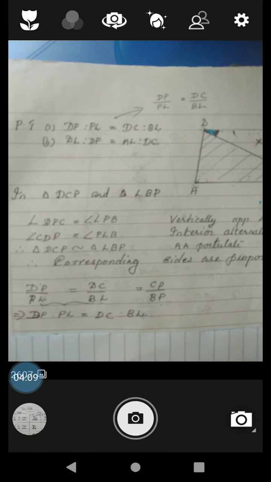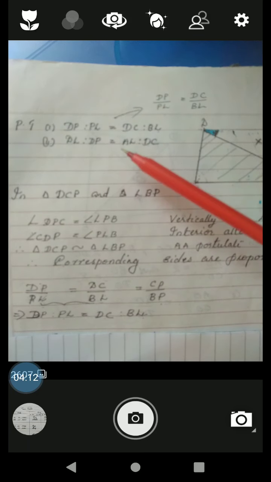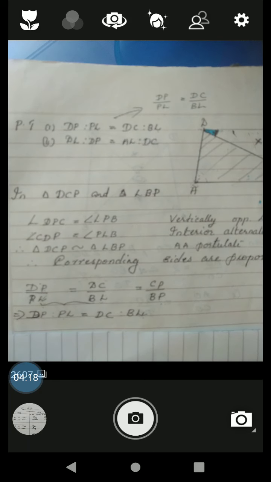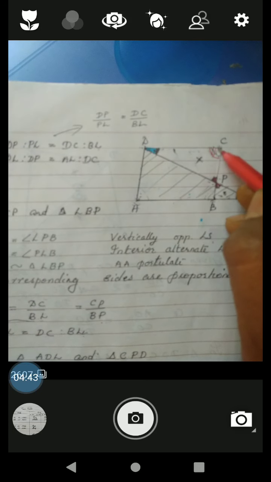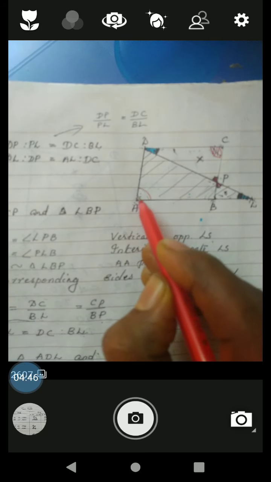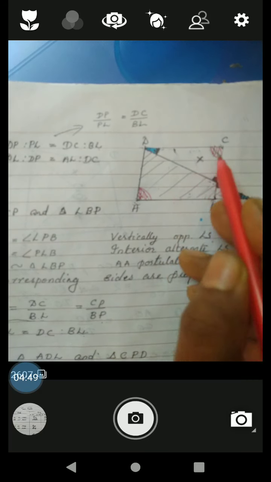Right? And the second one, we have to prove DL is to DP is equal to AL is to DC. For that, we can consider another two triangles. Which are they? ADL, the big triangle, and CPD. Try to prove these two triangles are similar. One property is that opposite angles of a parallelogram are equal. Therefore, we can write these two angles. Can you see? Yes. This one and this angle. These two angles are equal.